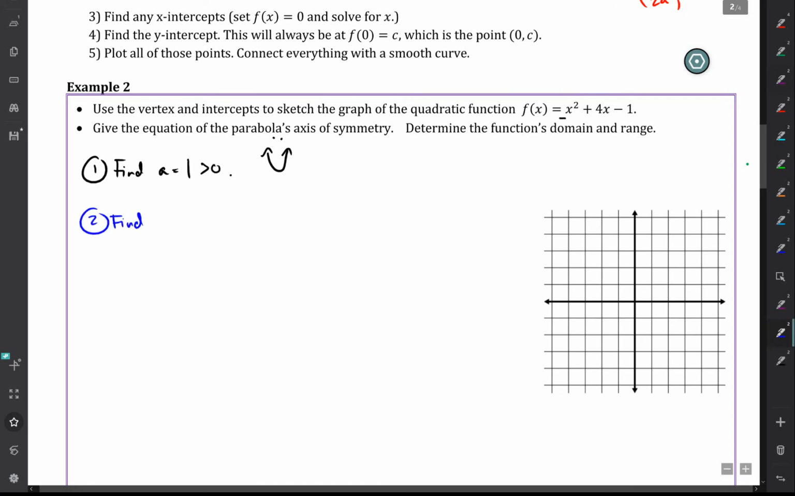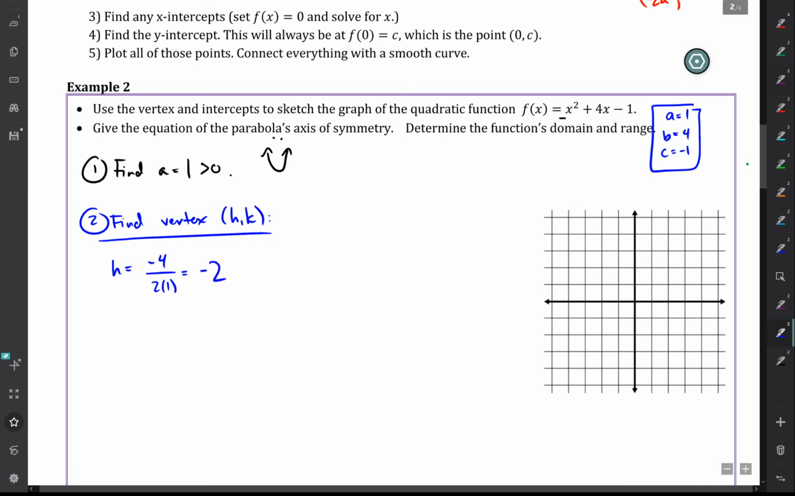Okay. Step 2 is going to be to determine the vertex. So find the vertex, which I've been calling (h, k). And again, the key here is to first find the x value, or the h value. And I know that h is going to be negative b over 2a. So let me just write down: a is 1, b is 4, and c is negative 1. Okay, so to find the vertex, we just take negative b, so negative 4, over 2 times a, which is 1. So already I know that h is going to be negative 2.